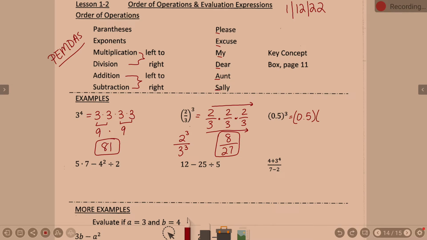0.5, and then isn't it times 0.5? Don't you add a 1? 0.125.